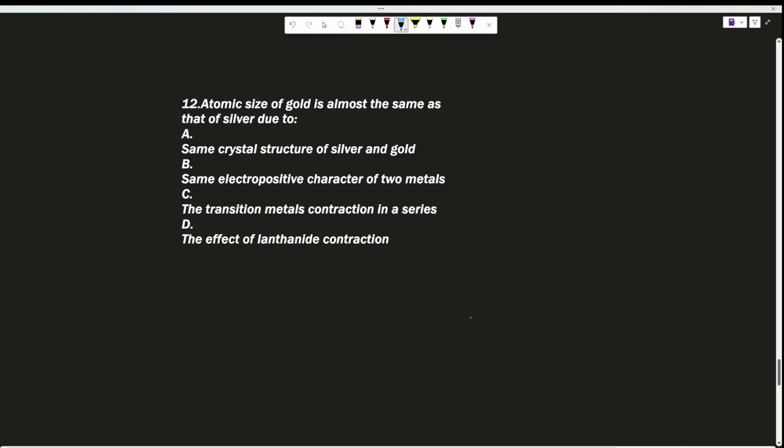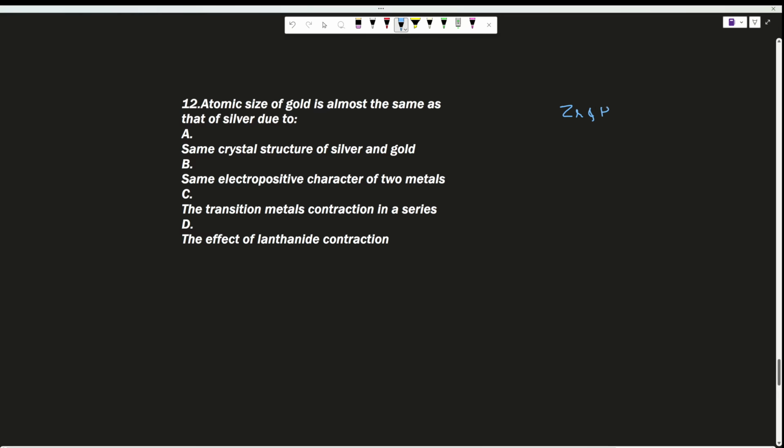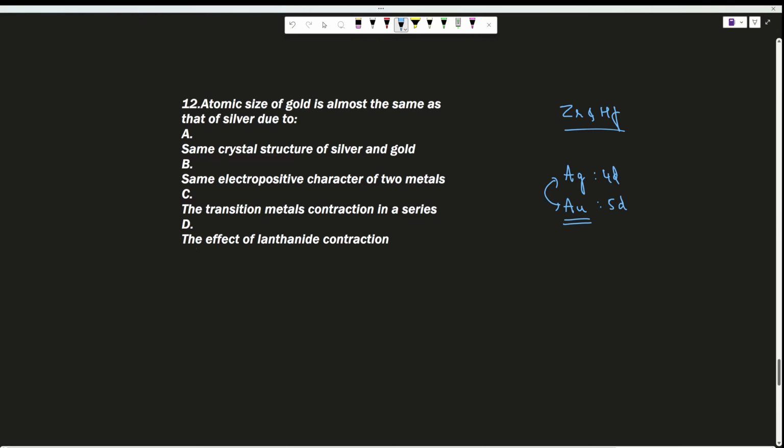Yes, next. Atomic size of gold is almost the same as that of silver due to... See, this is just like the case of zirconium and hafnium. Here also, consider silver and gold. This is the 4d series, this is the 5d series. You know that due to lanthanide contraction, the size of gold is not increased as expected, so it becomes almost similar to silver. So the reason is lanthanide contraction.